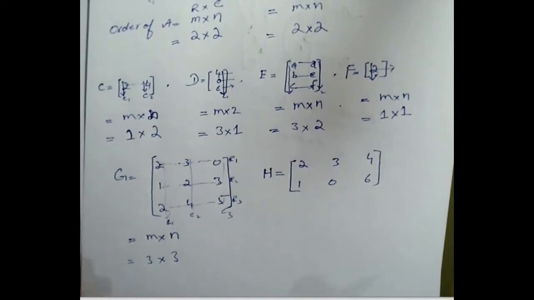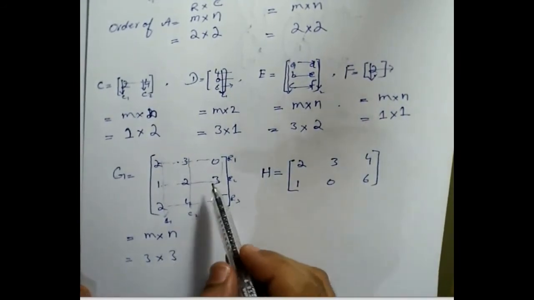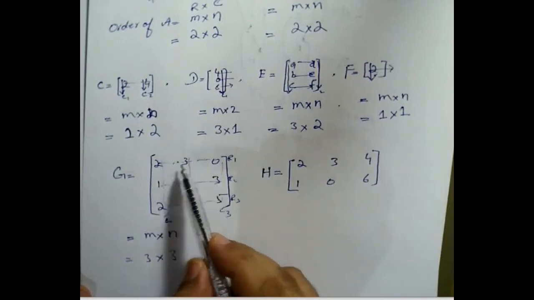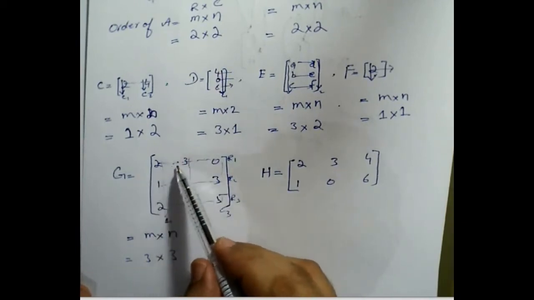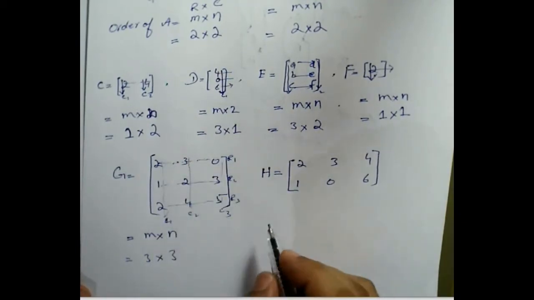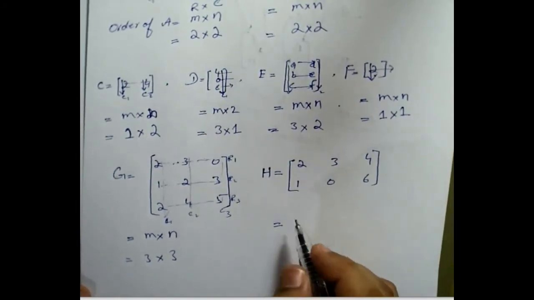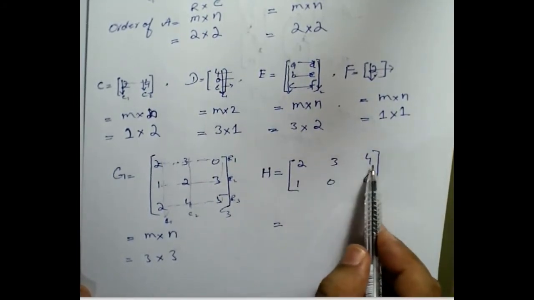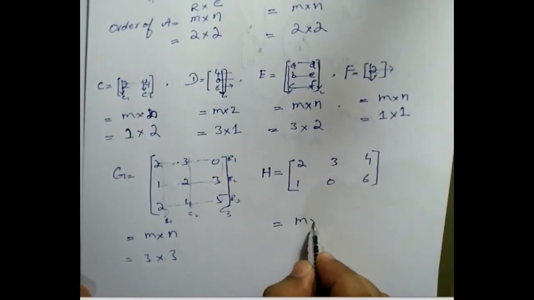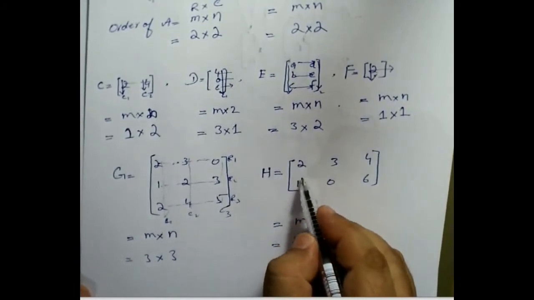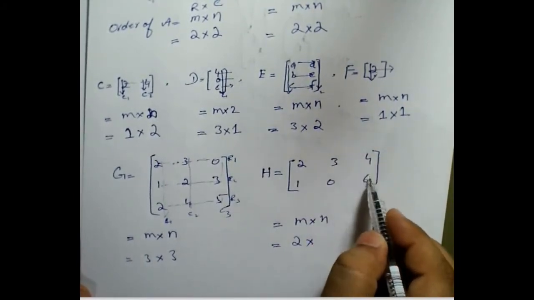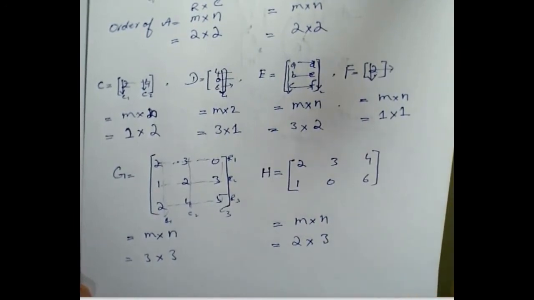Remember one thing, students, I just want to clarify that you will not shade these lines that I am shading. It's just for you to understand how I am calculating these. Move to H. Here row 1, row 2. So 2 rows, column number 1, column number 2, column number 3. So 3 columns. There comes the order. So we have completed the first question and all its parts.